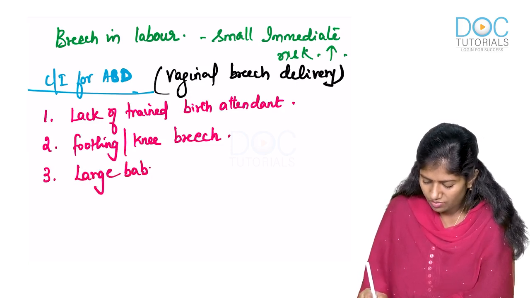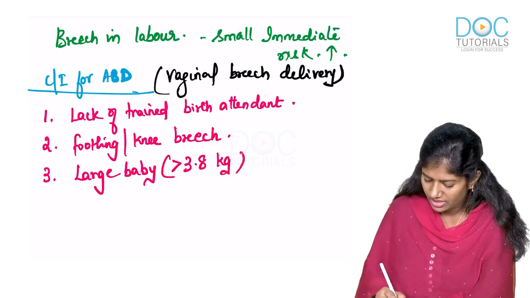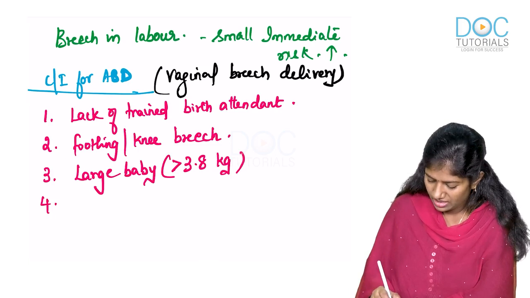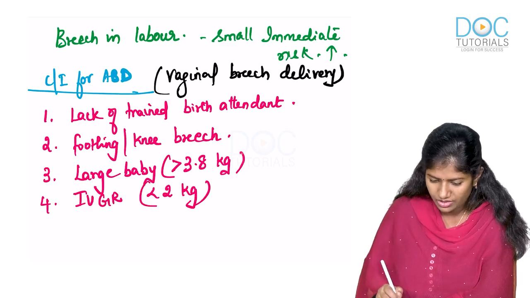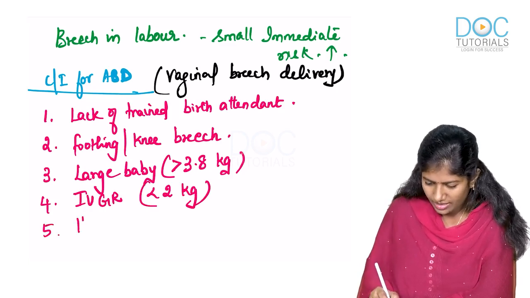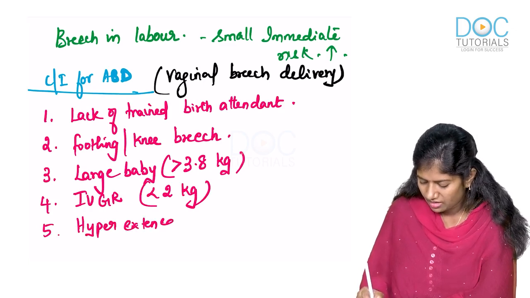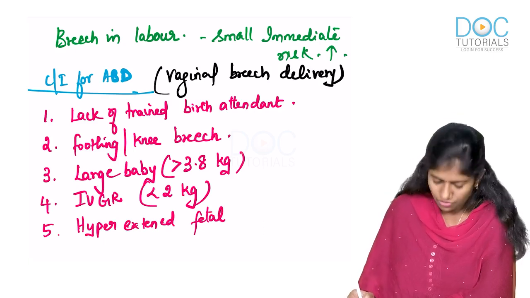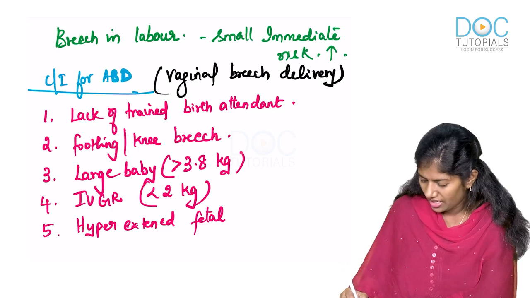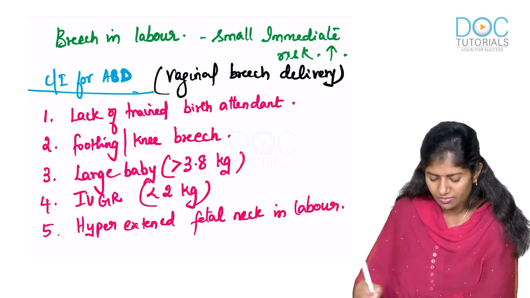Next is large baby. Large baby means more than 3.8 kg. Next is IUGR baby. IUGR baby means less than 2 kg. Next is hyperextended fetal neck. For a successful assisted breech delivery, the fetal head should be well flexed. Hyperextended fetal neck in labor is a contraindication for assisted breech delivery.